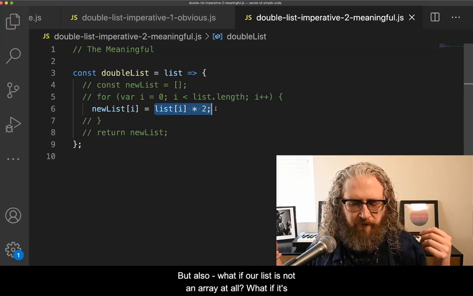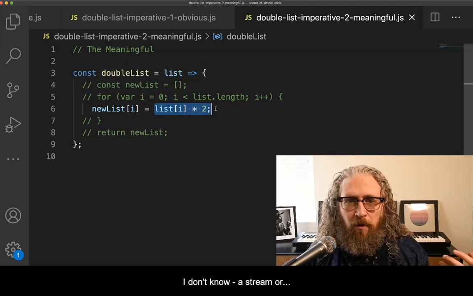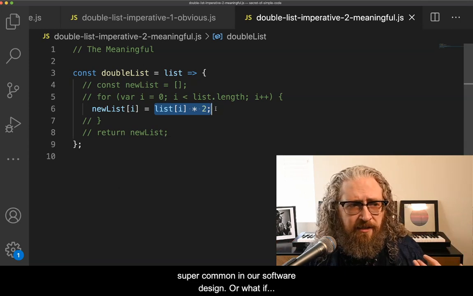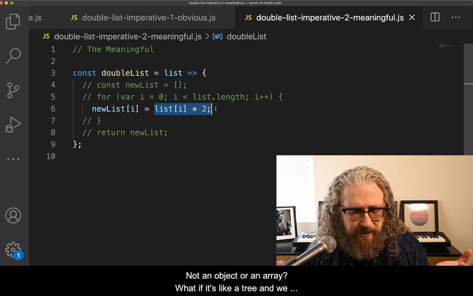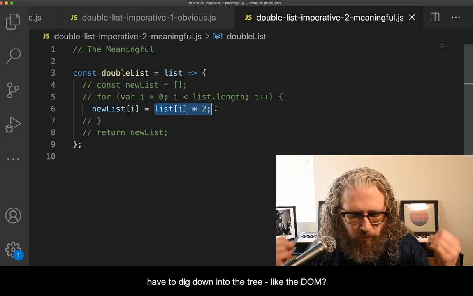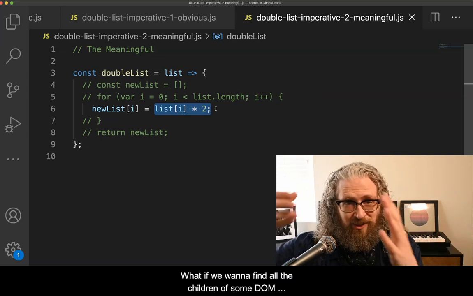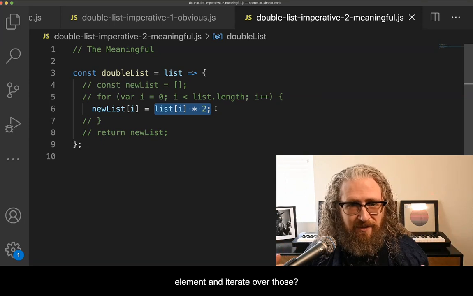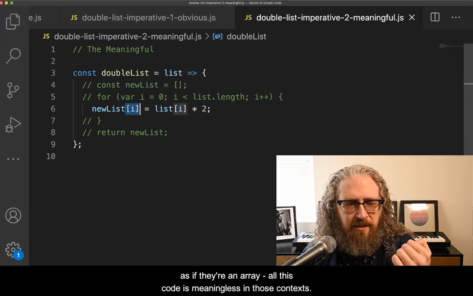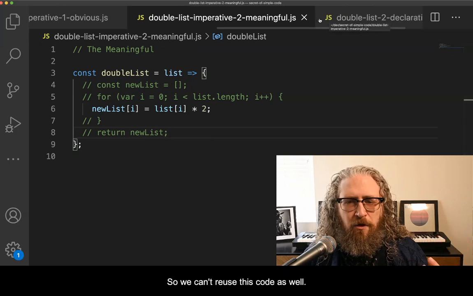But also, what if our list is not an array at all? What if it's, I don't know, a stream or an object? An object keyed by ID is super common in our software design, right? Or what if it's not an object or an array? What if it's like a tree, and we have to dig down into the tree like the DOM? What if we want to find all the children of some DOM element and iterate over those? Then all this code, this code that ties us to dealing with things as if they're an array, all this code is meaningless in those contexts. So we can't reuse this code as well.